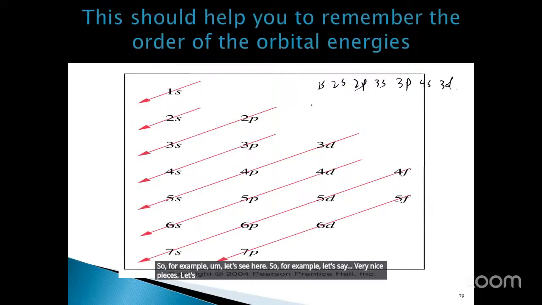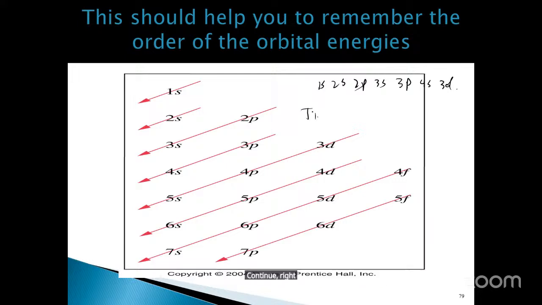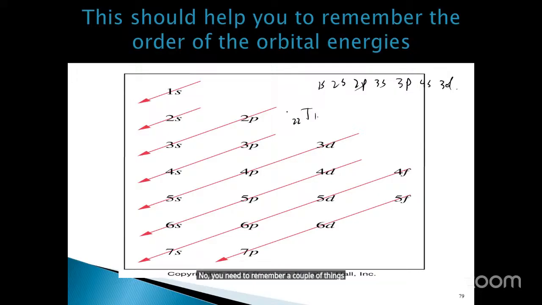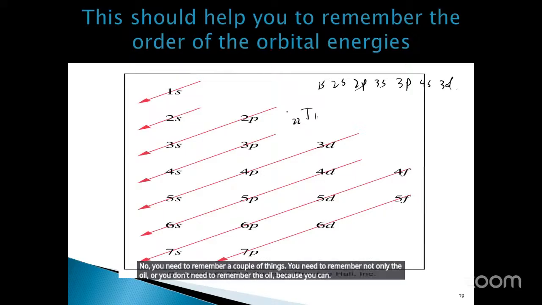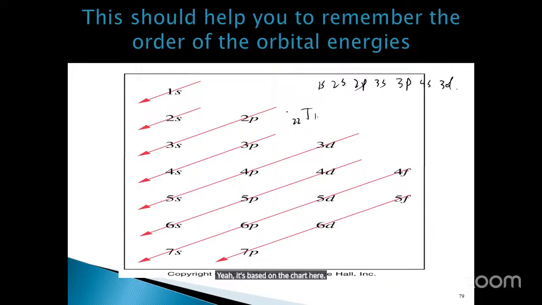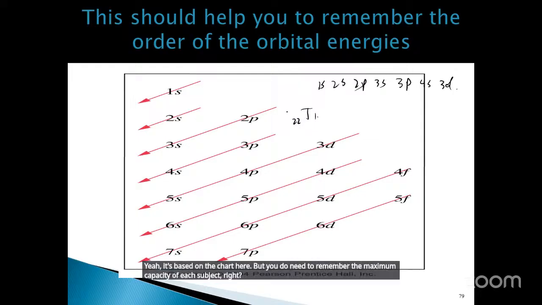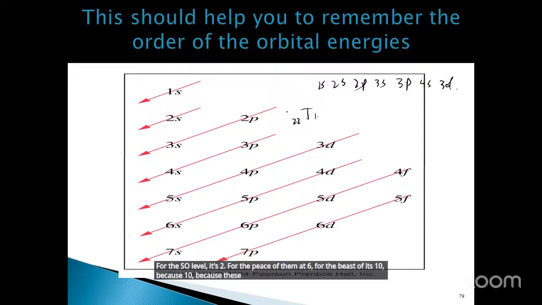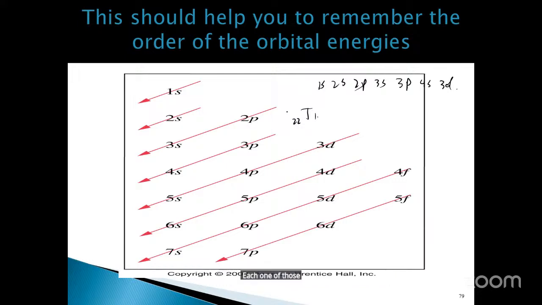Let's say you're asked to determine the electronic configuration of titanium, right? So the first thing I would do is look for the atomic number of titanium. It is 22. Now, you need to remember a couple of things. You don't need to remember the order because you can get it based on the chart here, but you do need to remember the maximum capacity of each sublevel, right? For the s sublevel, it's 2. For the p sublevel, it's 6. For the d sublevel, it's 10, because the d sublevel has 5 orbitals. Each orbital can have 2 electrons, so that's 10.